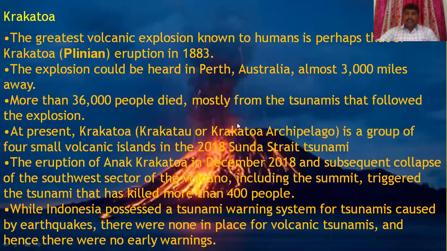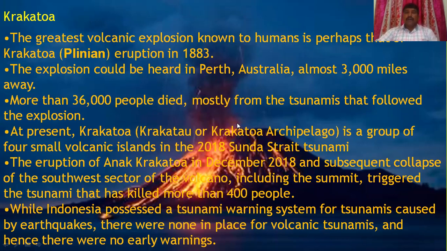in 1883. The explosion could be heard in Perth, Australia, almost 3,000 miles away. More than 36,000 people died, mostly from the tsunamis that followed the explosion. At present, the Krakatoa archipelago is a group of 4 small volcanic islands.